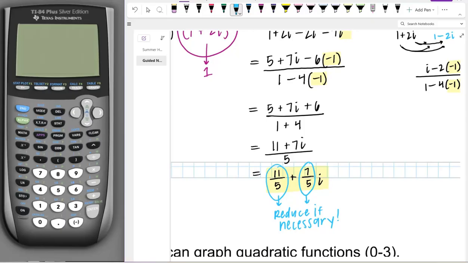All right, so hopefully you learned or refreshed your memory on powers of i, adding complex numbers, subtracting complex numbers, multiplying complex numbers, and dividing complex numbers.